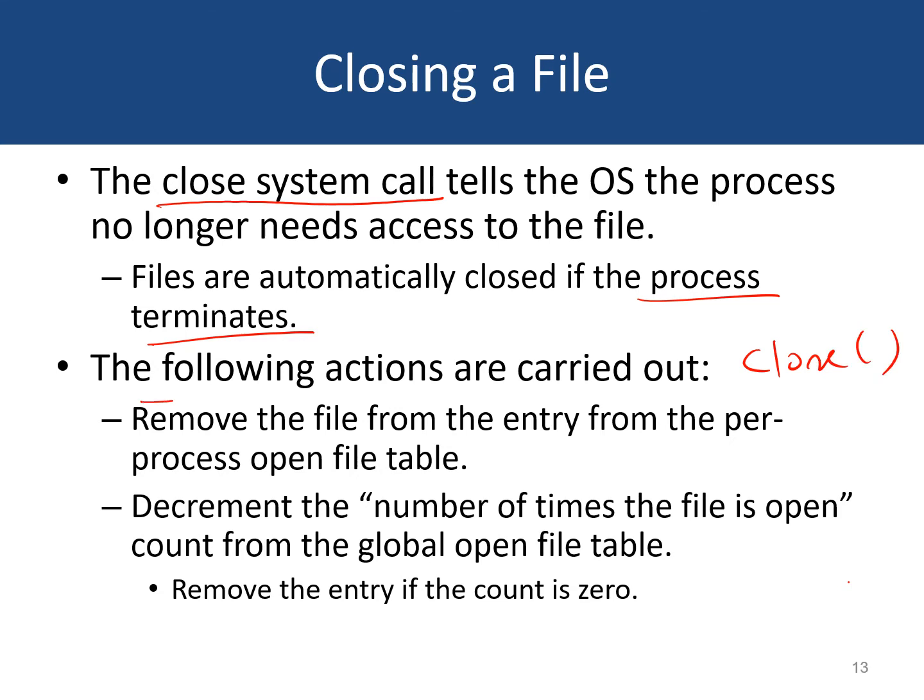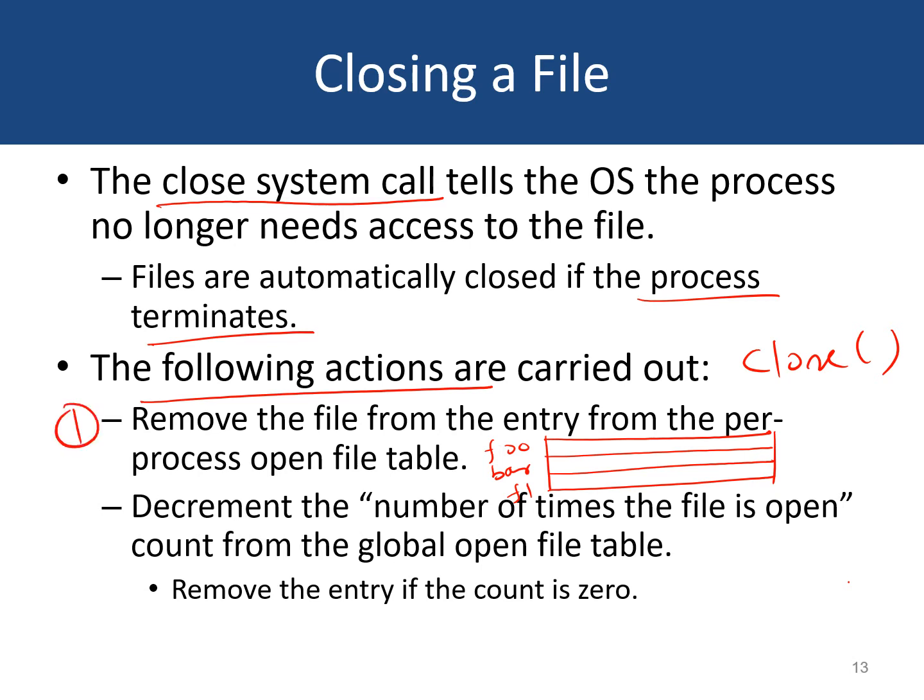In this case, the following actions are carried out. The first thing we'll do is remove the entry for the file which we are closing from the per process open file table. So for example, let's say in process P1 we had this file foo open, and now process P1 no longer needs access to file foo, and so we are closing this file foo. There would be an entry for foo in this per process file table for P1. So we'll remove this entry corresponding to foo from here. So this will be deleted.